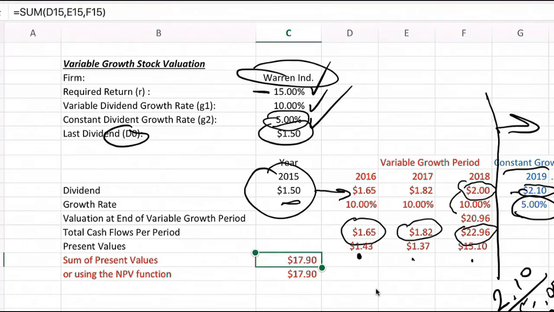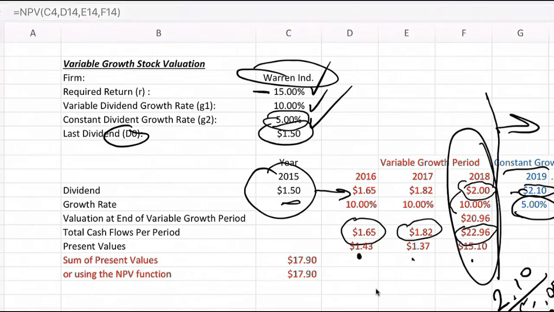and adding up the sum of all those present values gives us a value of the Warren Company stock of $17.90, or we could just use the NPV formula, the net present value formula. You can see up in the upper left hand corner the cell formula. Using the NPV function in Excel, we also get $17.90. So for the variable growth procedure, we're just finding the present value of those cash flows during the variable growth period, and then when we get into the constant long-term growth period, we calculate the present value of those cash flows at the end of the variable growth period.